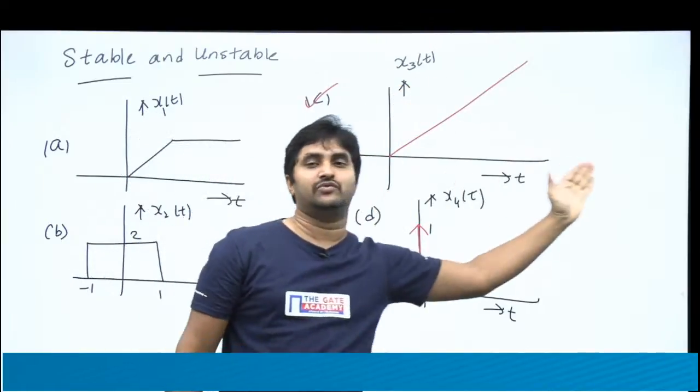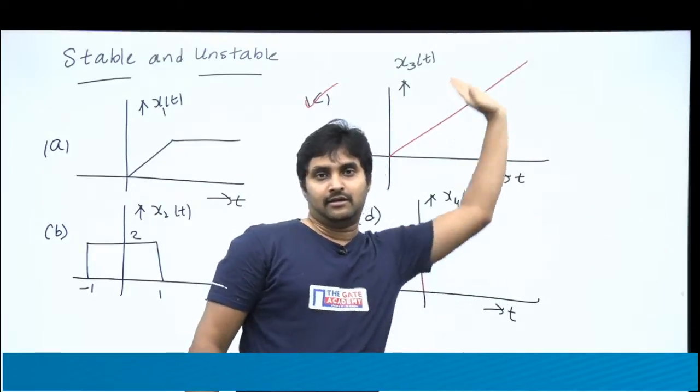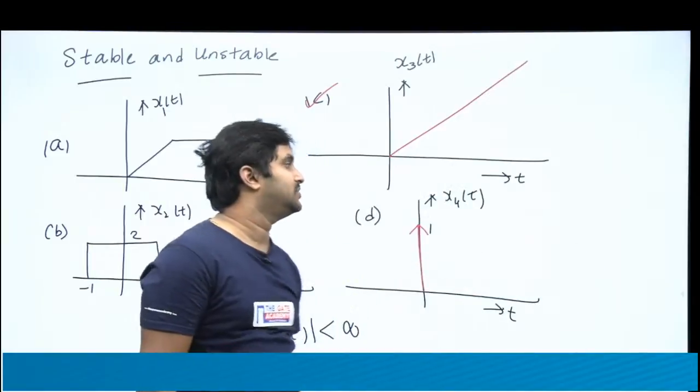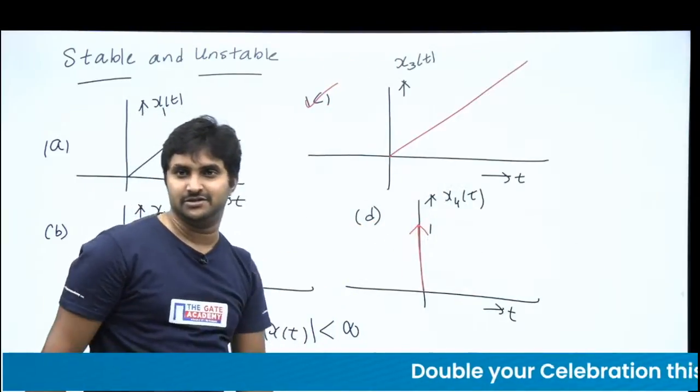Because as t tends to infinity, the signal is tending towards infinity. Okay, the signal is tending towards infinity. So this is unbounded. What about this?